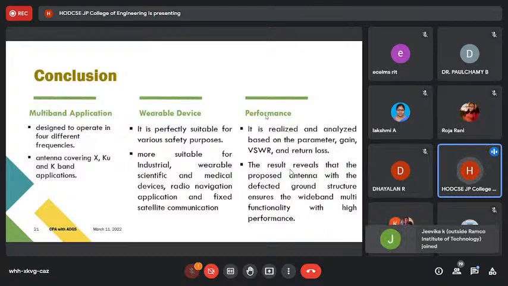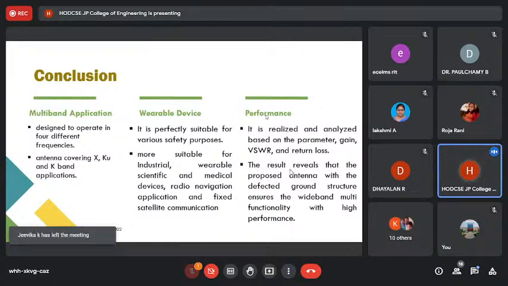So this antenna is used for 4 different frequency bands. It can cover X, K, U, and K band applications. So this is very suitable for wearable applications and also other applications like industrial, scientific, and medical devices, radio navigation applications, and fixed satellite applications.